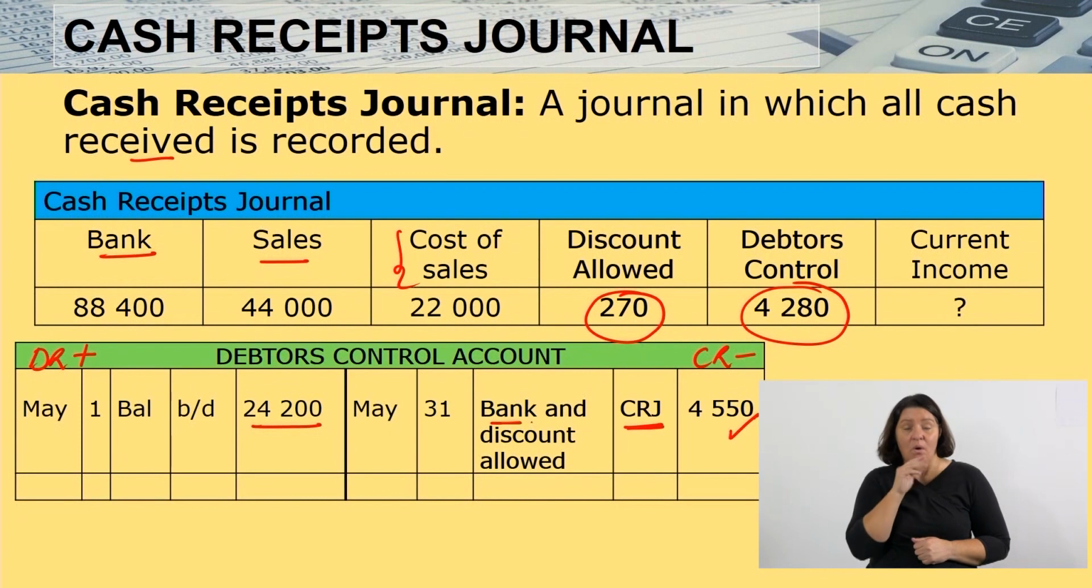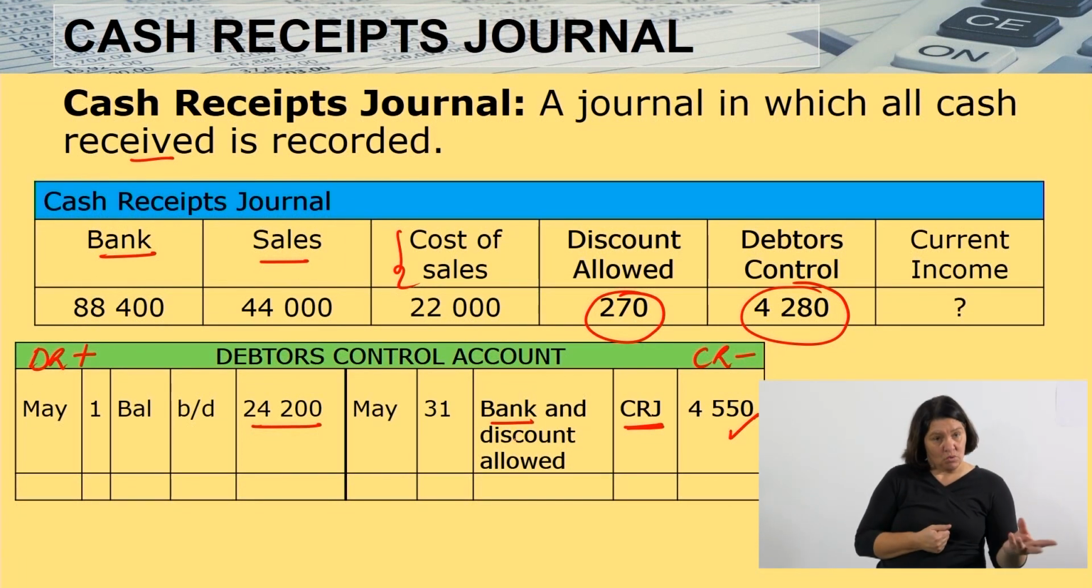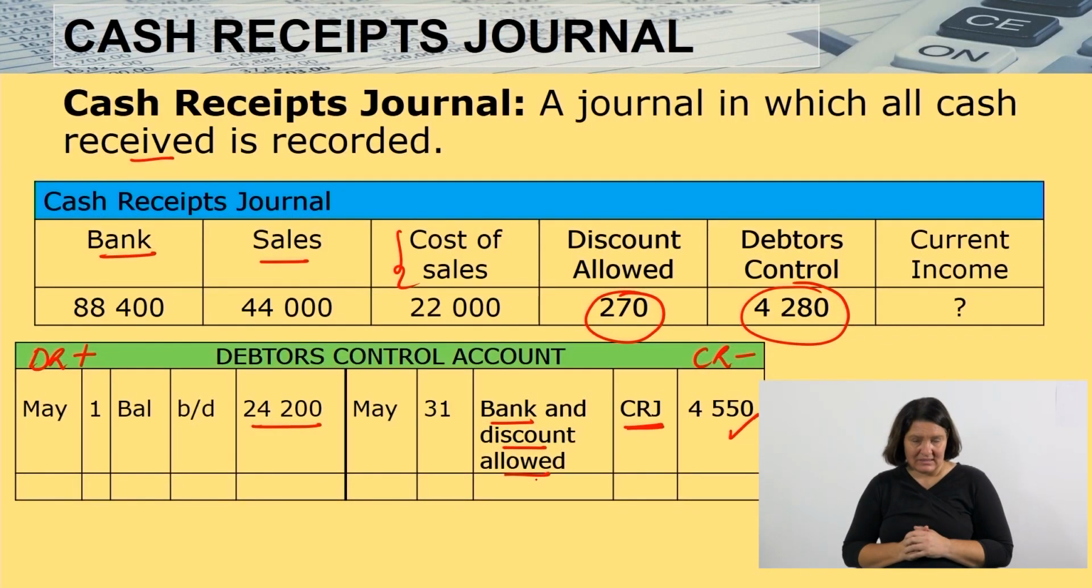Remember, you are now recording your bank, that is the amount of money that you've received, but as well, you should remember to record your discount allowed. When they pay on time, we allow our debtors discount.